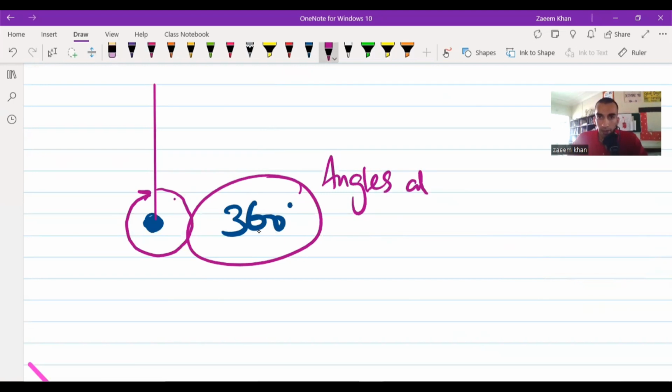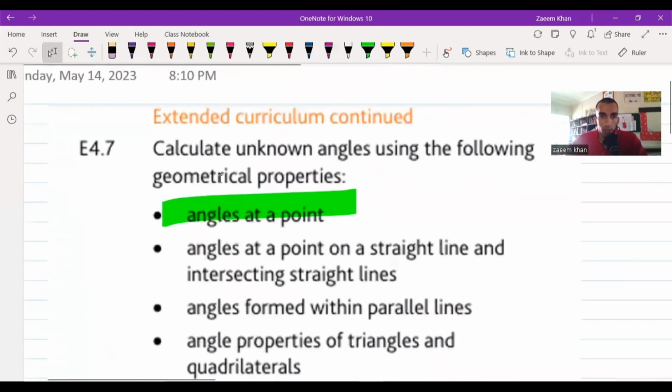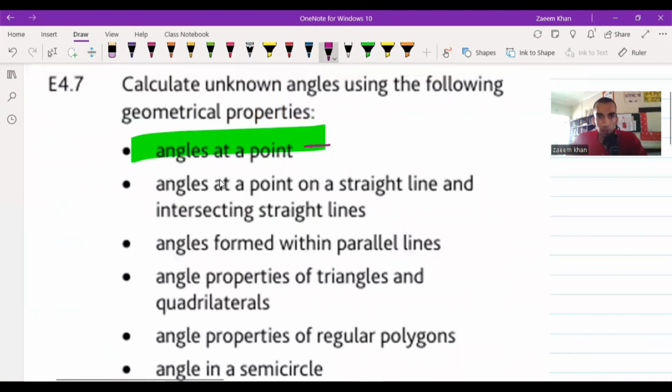Angles at a point. Does that make sense? All right. I would recommend you keep on taking notes so that you don't have to go back and view it again. But otherwise, I will have it uploaded on YouTube. You can always go back and view it. So angles at a point, we just did that. It's a circle, or in other words, a 360-degree angle.